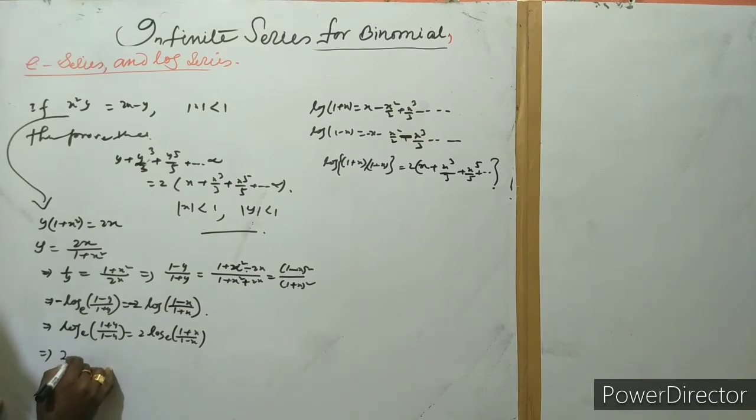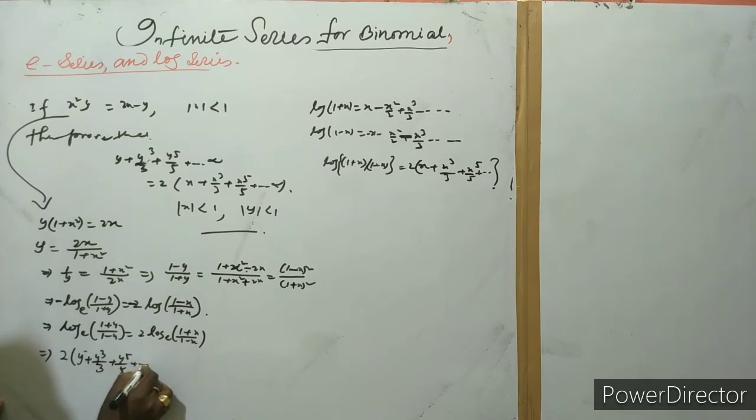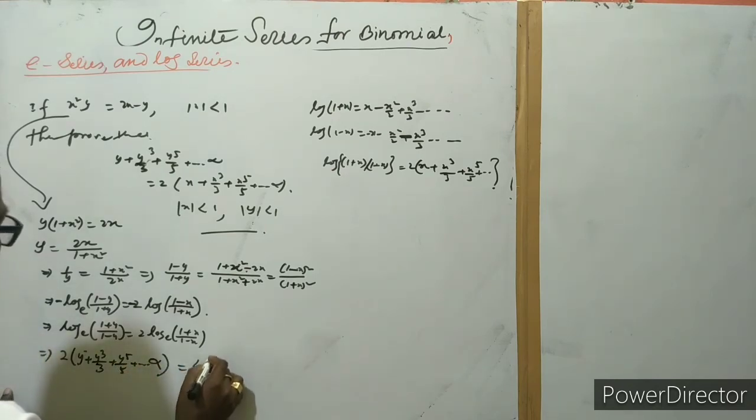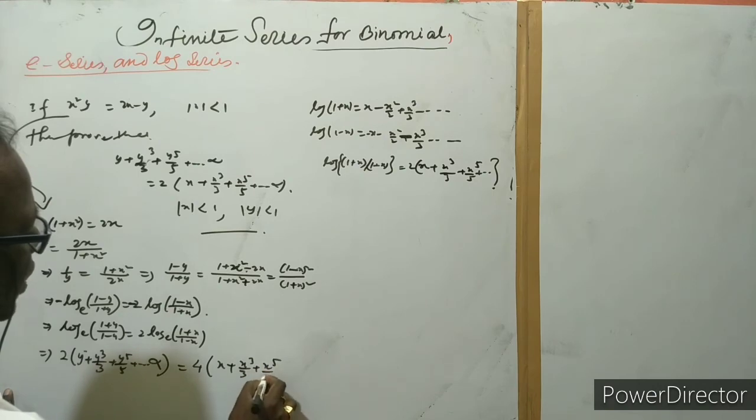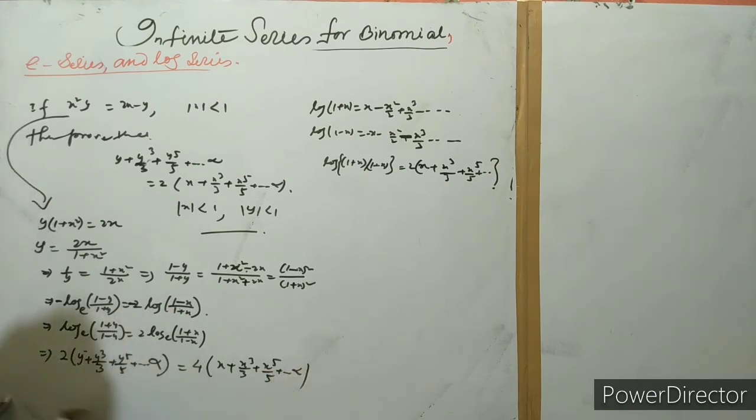Two into y plus y cube by 3 plus y to the power 5 by 5. Okay, and this is 2 into, you can write, x plus x cube by 3 plus x to the power 5 by 5 here. Now these two are cancelled. So it is your question. Okay, we have to prove this.